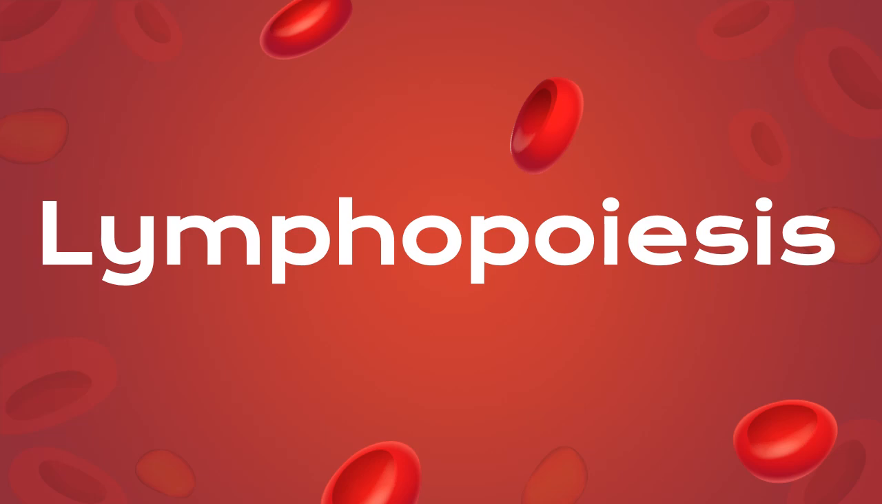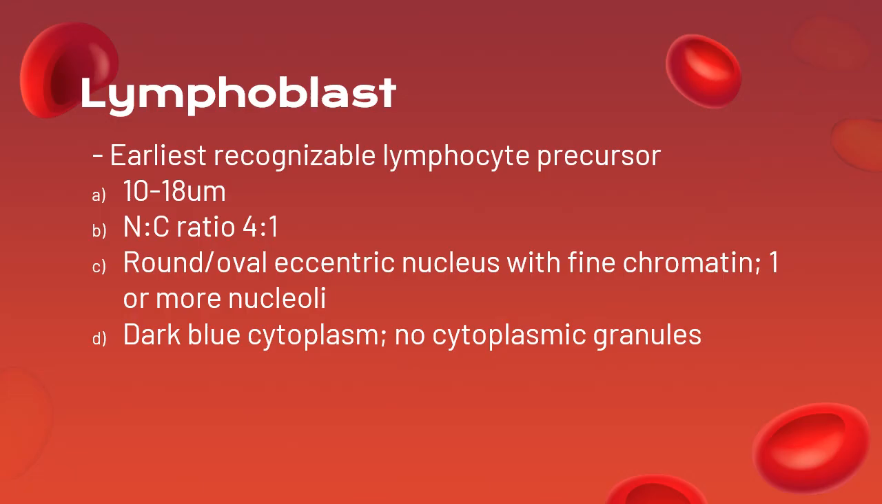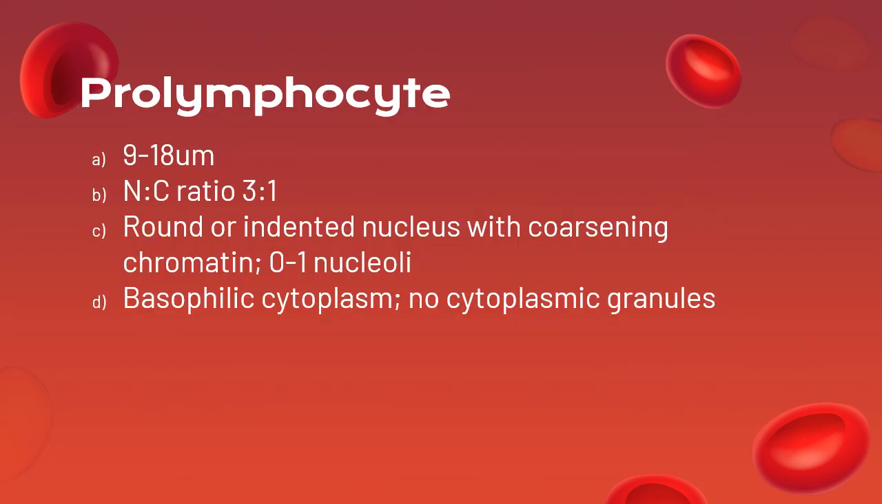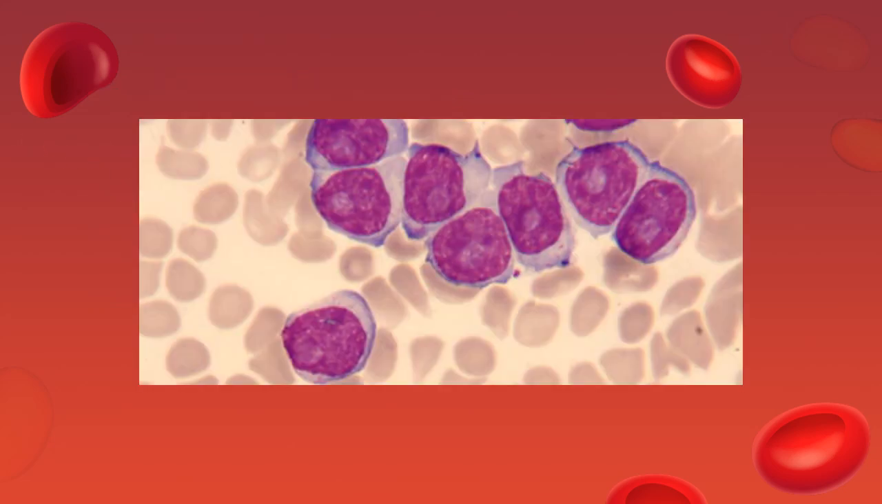So, lymphopoiesis naman, or our lymphocytes. Okay. So, let's start off with lymphoblasts. This is the earliest recognizable lymphocyte precursor. It has no cytoplasmic granules. Yan, si lymphoblast. Prolymphocyte: round or indented nucleus with coarsening chromatin, still has no cytoplasmic granules.